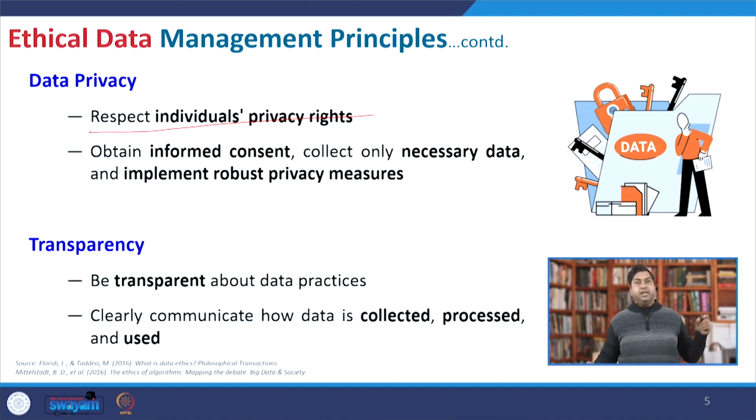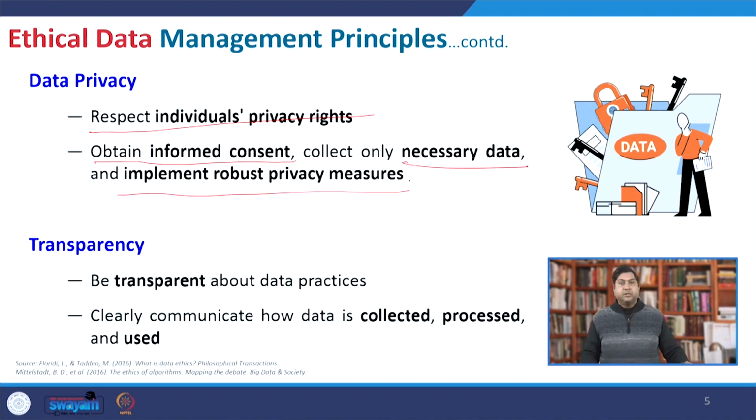Even if in some cases we collect information that is very sensitive, you have to take the consent and at the same time you have to encrypt that part, so that it will not be shared with anybody else, right. In this case you have to obtain informed consent, collect only necessary data and implement robust privacy measures. That is why I am saying that you should not unnecessarily ask questions which may not be required in your research. Only ask the necessary questions.